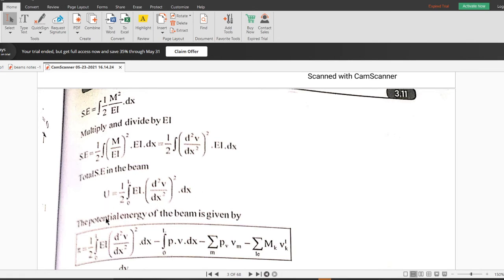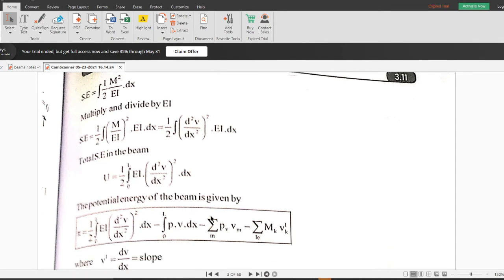So finally, we need to derive the work potential; the potential is the sum of strain energy plus work potential. Therefore, the potential energy function for the beam, pi, is equal to the strain energy for the beam, which we derived, plus work potential. The work potential we consider is with respect to the concentrated load, the distributed load, and the bending moment. Then the work potential for the distributed load is integral 0 to L of P into V into dx, where V stands for deflection or translation.